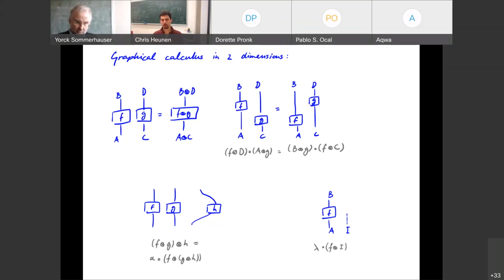If you draw that in a picture, it means I have 4 objects A, B, C, D. I have 2 maps F and G. I start with A and C. I do nothing to the A. I do G to the C. And then after that, I do F to the A and nothing to the D.